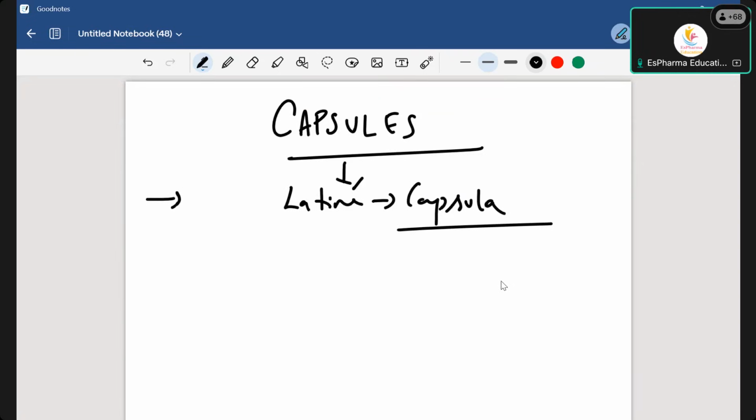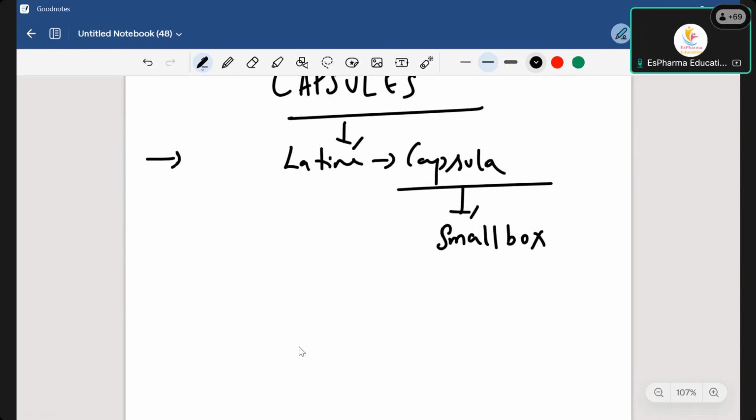So capsules. The word capsule is derived from the Latin word capsula. Capsula meaning what? Capsula meaning small box. Actually, in pharmacy, the word capsule is used to describe a small box and an edible package. An edible package, it's just like a small box. It may be like this, in different shapes. It's like an edible package kind of thing.